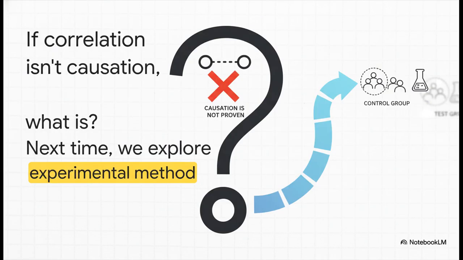So, if correlation can't prove causation, what can? Because that's often the ultimate goal, right? Well, join us for our next explainer, where we're going to dive into the experimental method, the absolute gold standard for testing if A really does cause B.